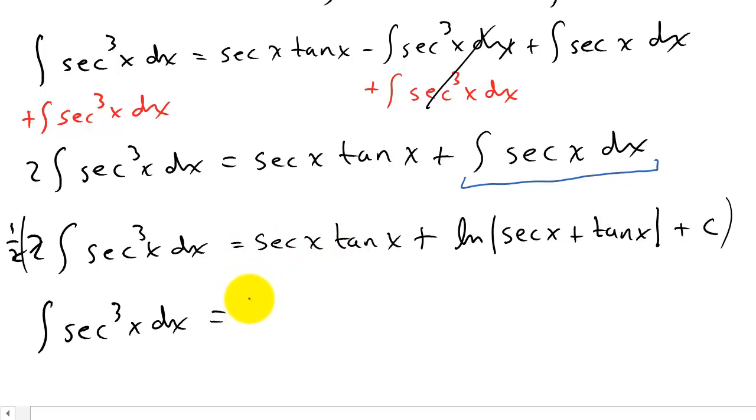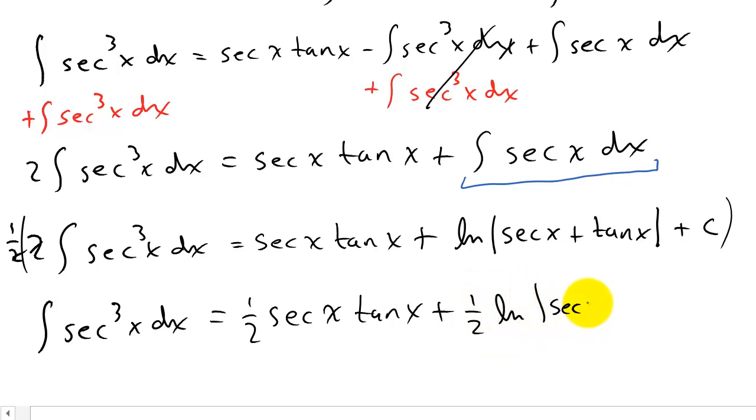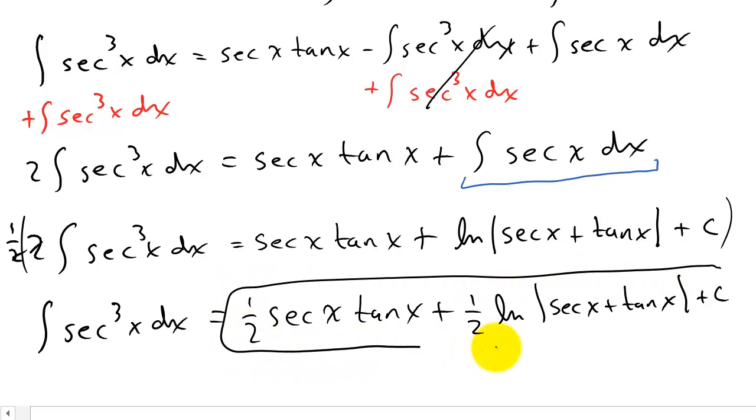And so the 2's cancel here, and so I get the integral of secant cubed x dx is equal to 1/2 secant x tangent x plus, and then the 1/2 times this is going to be 1/2 natural log absolute value of secant x plus tangent x, and then the 1/2 times c, well, that's just going to be another constant, so I just leave it as plus c. And so this would be our final answer.